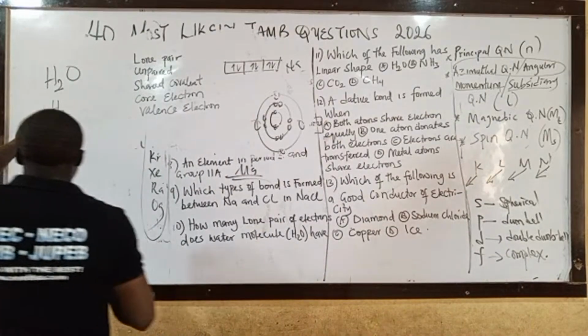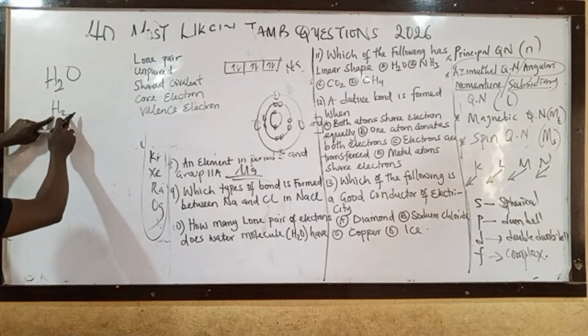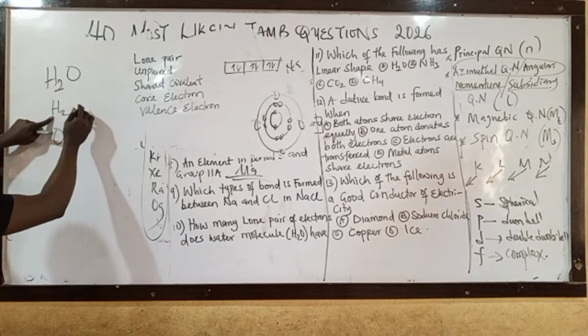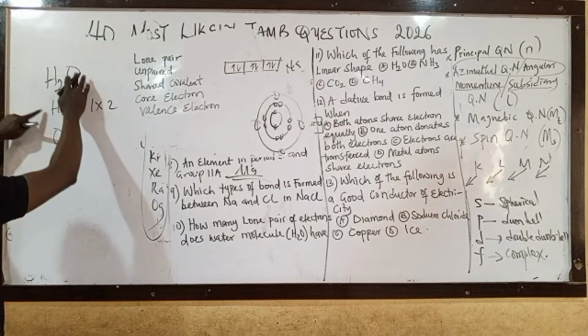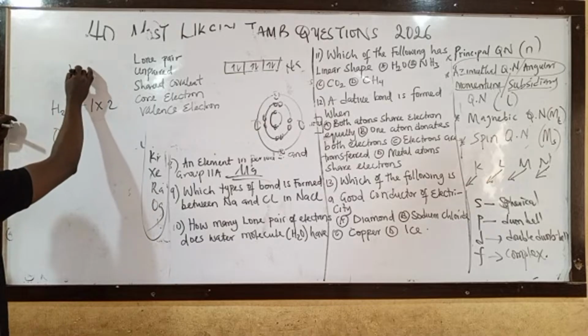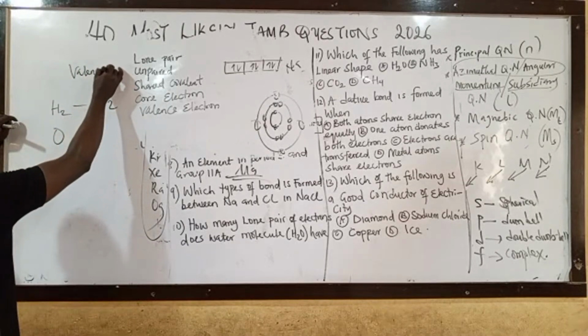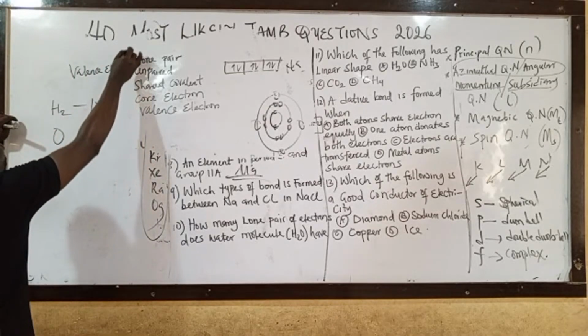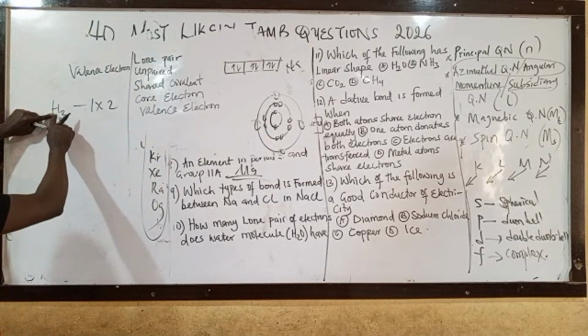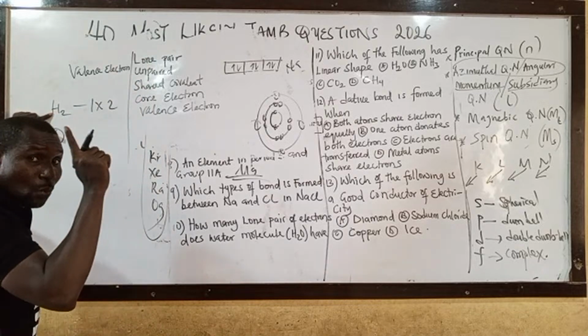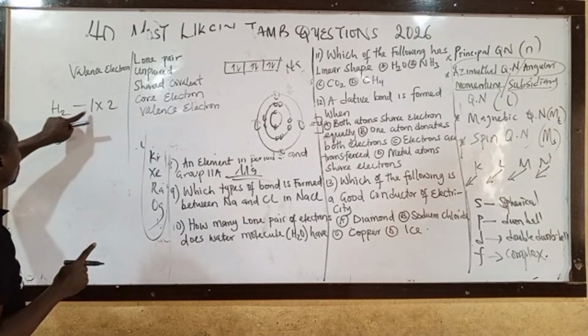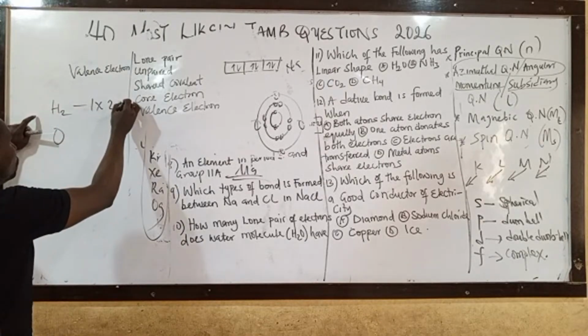Then how many electrons? How many hydrogen do we have? 1, 2. That means here 2. That means 1 times 2. Use the valence electron. For hydrogen, the valence electron of hydrogen is 1. How many hydrogen? 2. 1 times 2. That means we have 2.